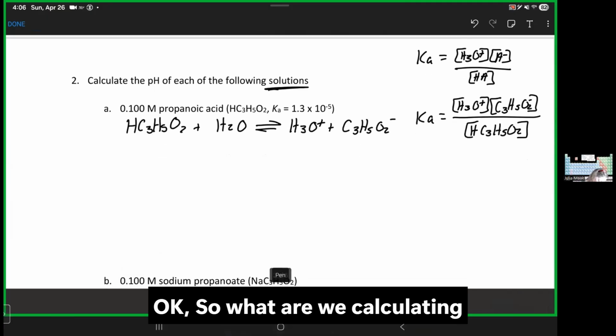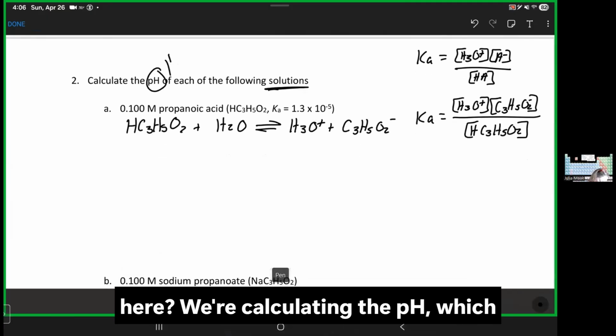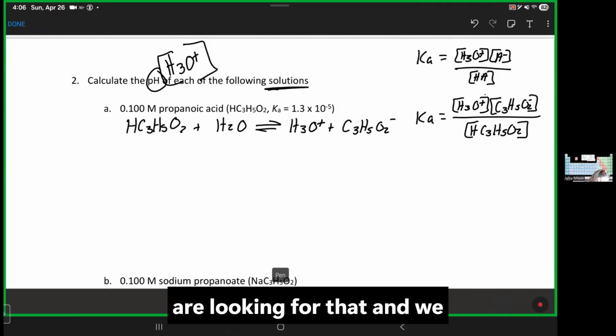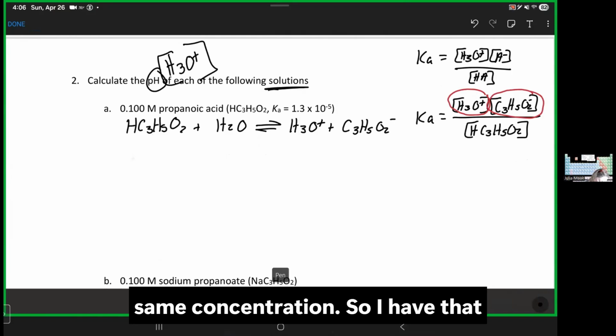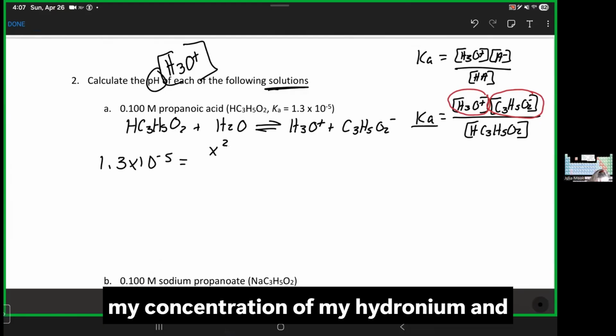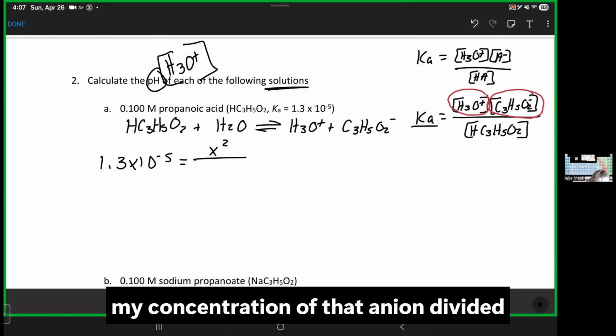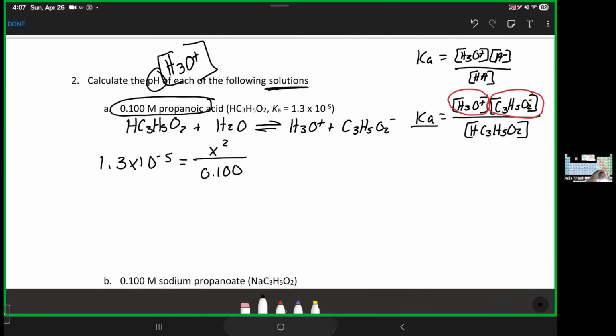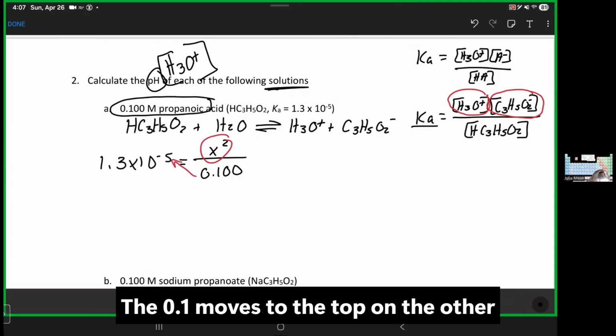Okay, so what are we calculating here? We're calculating the pH, which means we need to know the H3O plus concentration. So we are looking for that, and we know both of those are the same concentration. So my Ka, which they gave us, is 1.3 times 10 to the negative 5, equal to my concentration of hydronium and my concentration of that anion divided by the concentration of the acid. So we're solving for x. The 0.1 moves to the top on the other side.